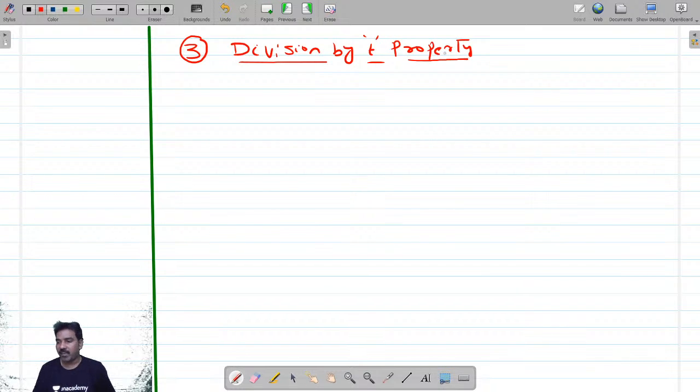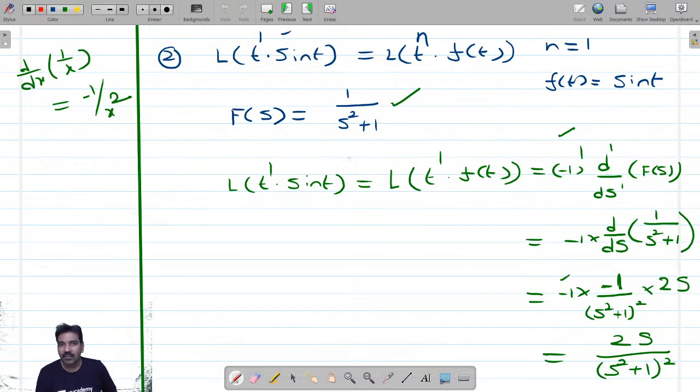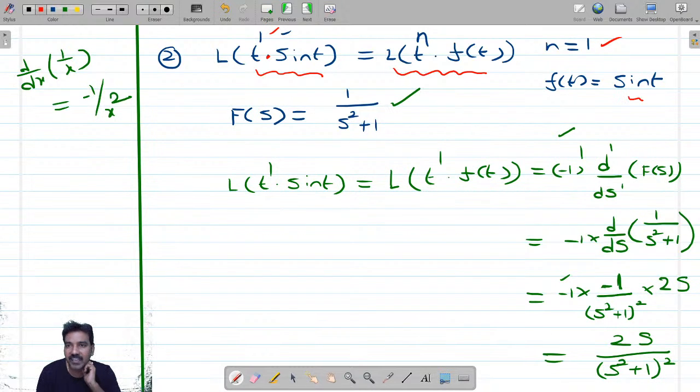Division by t property. Which one, Hari Krishna? Previous one. Repeat once again, sir. Previous one. Yeah, what is your doubt? Here I am supposed to find Laplace of t into sin t. Here we have a dot symbol. So if there is a dot symbol, you cannot separate. If it is plus or minus, you can go for splitting. So this is in the form Laplace of t power n into f of t. Here n value is 1. F of t is sin t.